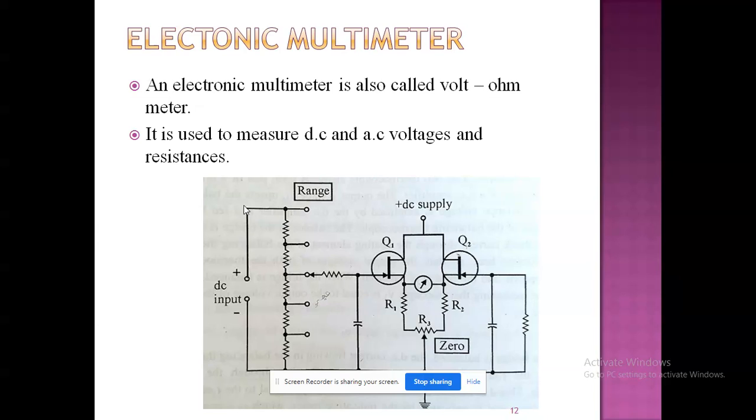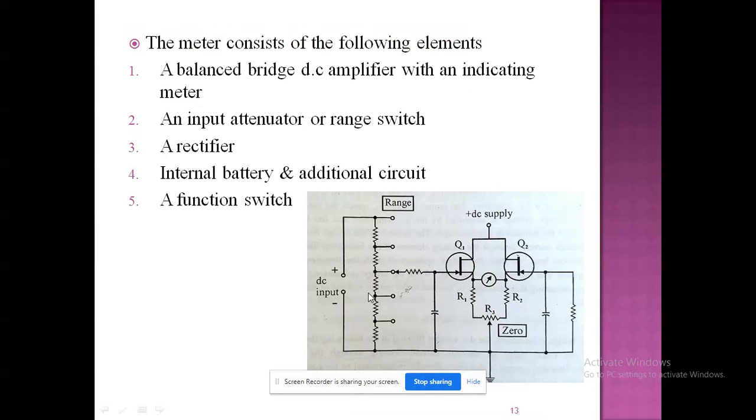The schematic diagram of an electronic multimeter is as shown. If we look into the schematic diagram, it consists of the following elements. It consists of a balanced bridge DC amplifier with an indicating meter, an input attenuator or a range switch.